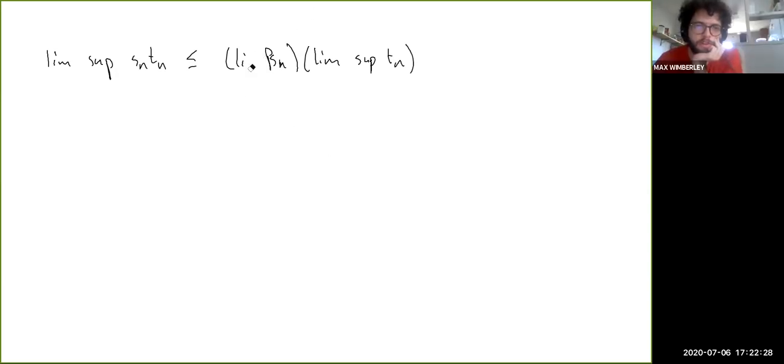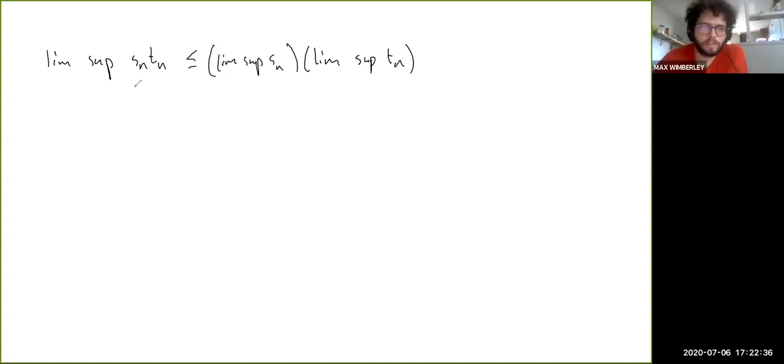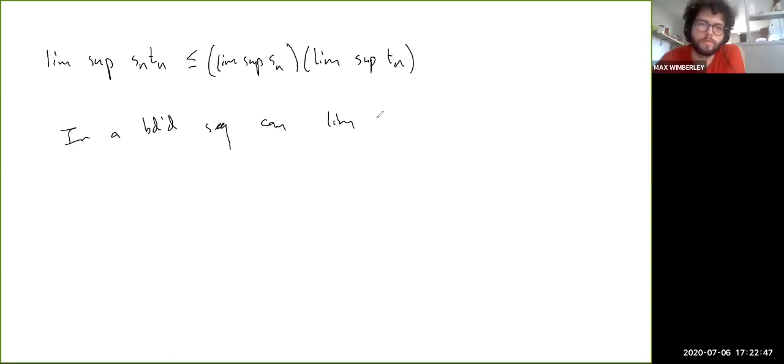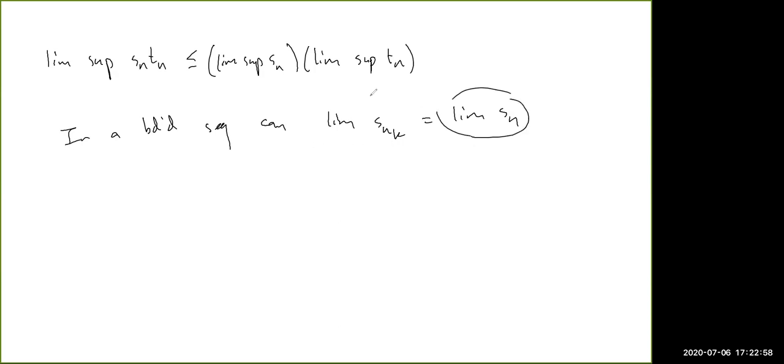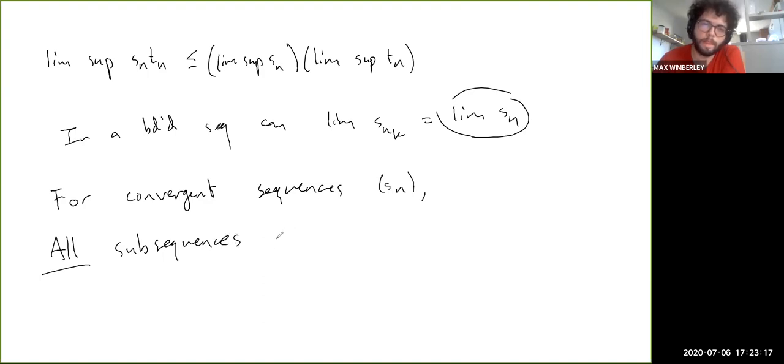Sorry, one second. Let me just write some stuff. Can you say the last bit again? Yeah, in a bounded sequence, can the limit of the convergent subsequence equal the limit of the sequence? Well, if the limit of the sequence exists, then it must equal this one. So for convergent sequences Sn, all subsequences converge to the same limit.